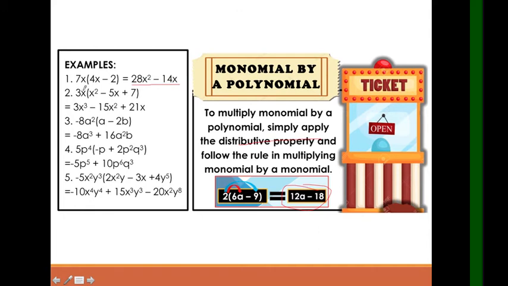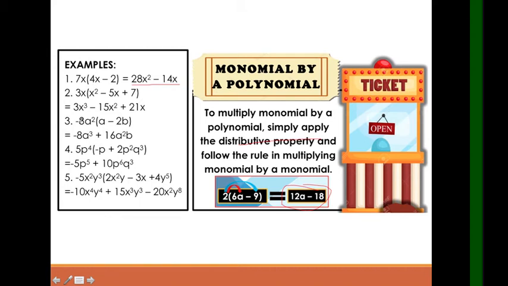So 3x, or 3 times 1 is 3. 1 plus 2 is 3. Then 3 times negative 5 is negative 15. 1 plus 1 is 2. So we have x squared. 3 times 7 is 21. X doesn't have partner for 7, so we have 21x.